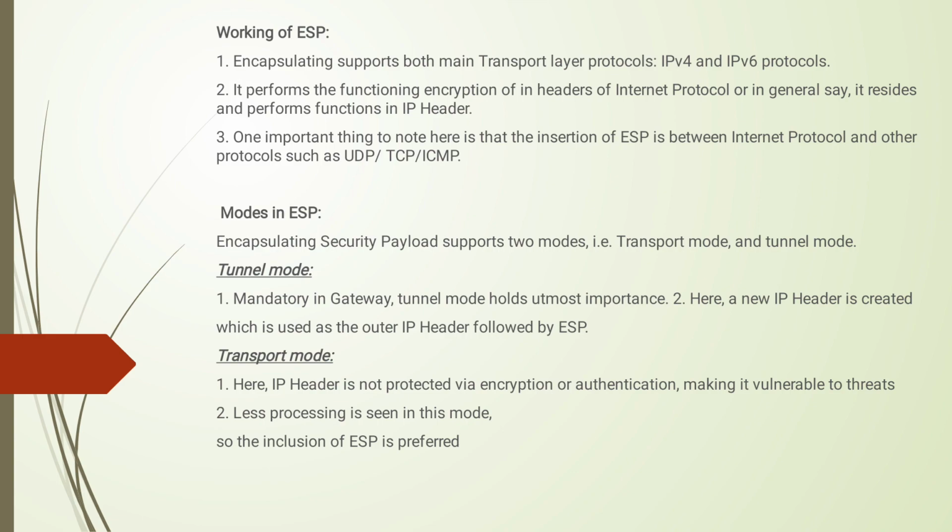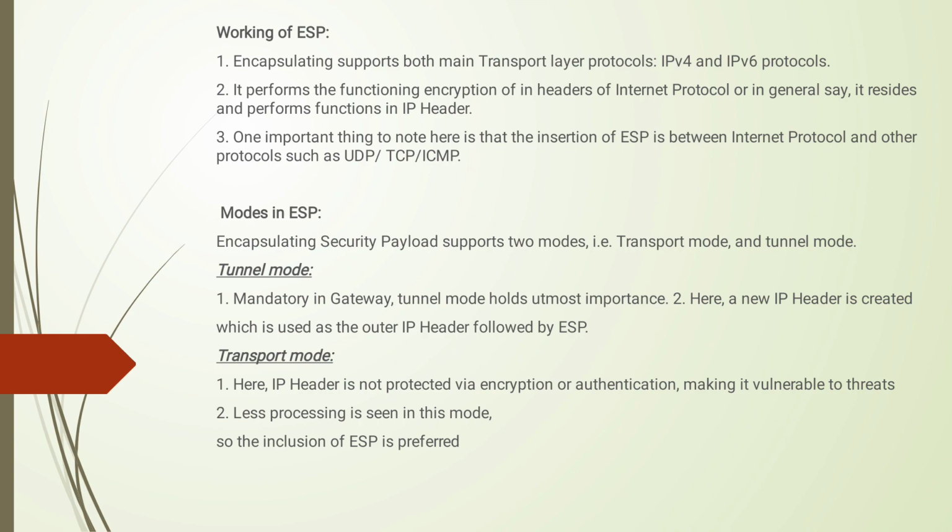The second mode is transport mode. Here, the IP header is not protected via encryption or authentication, making it vulnerable to threats. Less processing is seen in this mode, so the inclusion of ESP is preferred. When used in transport mode, the ESP header follows the IP header of the original datagram. If the datagram carries an IP section header, then the ESP header goes before this. The ESP trailer and optional authentication data are inserted after the payload.